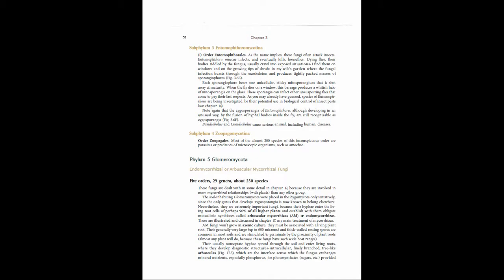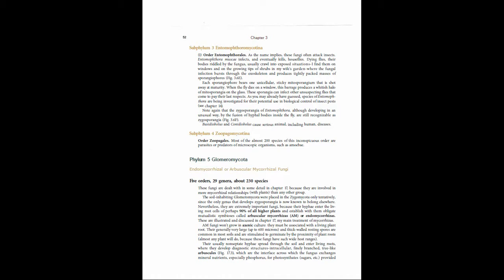Chapter 3. Subphylum 3 Entomophthoromycotina. 1. Order Entomophthorales. As the name implies, these fungi often attack insects. Entomophthora muscae infects, and eventually kills, houseflies. Dying flies, their bodies riddled by the fungus, usually crawl into exposed situations. I find them on windows and on the growing tips of shrubs in my wife's garden, where the fungal infection bursts through the exoskeleton and produces tightly packed masses of sporangiophores, Fig 3.6e. Each sporangiophore bears one unicellular, sticky mitosporangium that is shot away at maturity. When the fly dies on a window, this barrage produces a whitish halo of mitosporangia on the glass. These sporangia can infect other unsuspecting flies that come to pay their last respects.